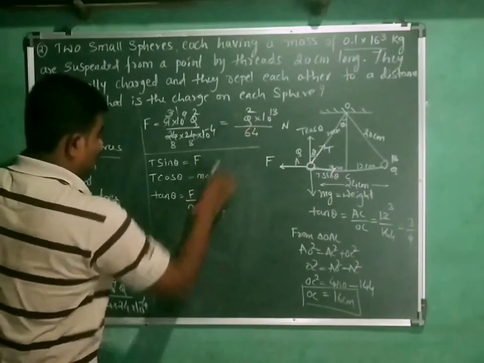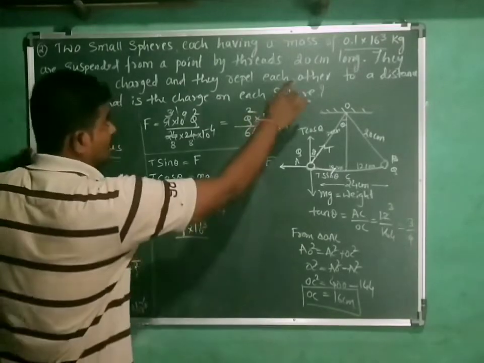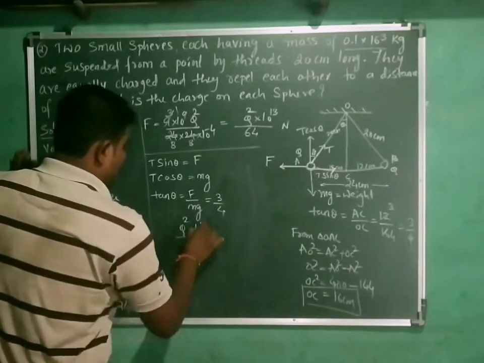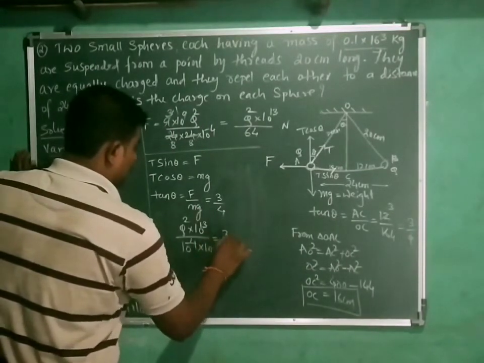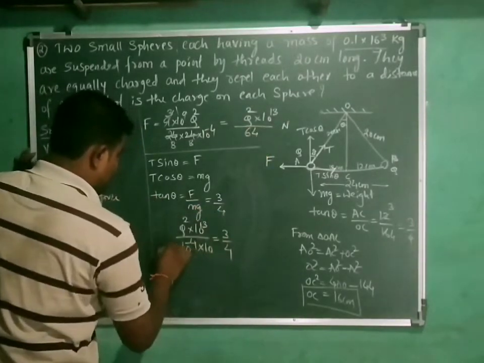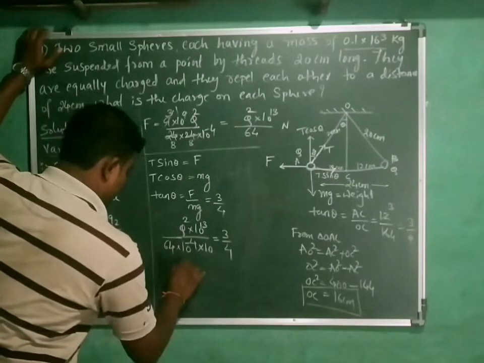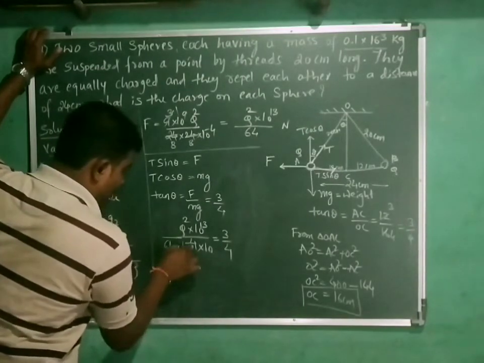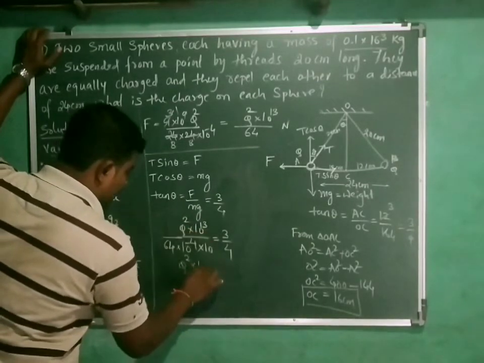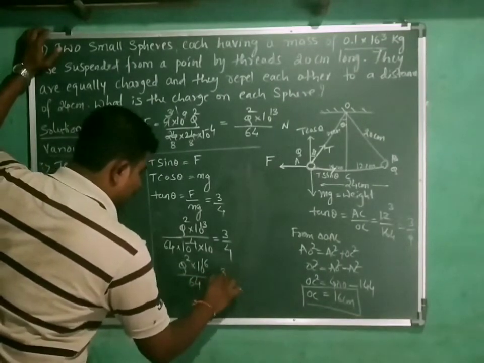So the F value we know, it is Q square into 10 to the power 13 divided by 64, divided by m. Mass is how much? 0.1 into 10 to the power minus 3, I can write it as 10 to the power minus 4. And g value we can take as 10, is equal to 3 divided by 4. So it is Q square into 10 to the power 13 divided by 64, and in the denominator 10 to the power minus 4 into 10, which is 10 to the power minus 3. And 10 to the power minus 3 with 10 to the power 13 gives 10 to the power plus 16, divided by 64, is equal to 3 divided by 4.